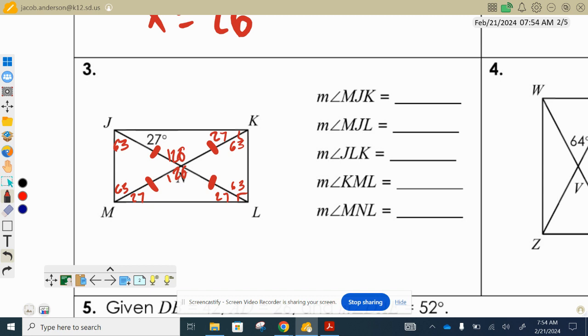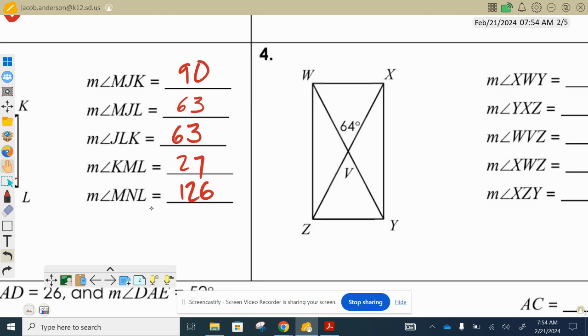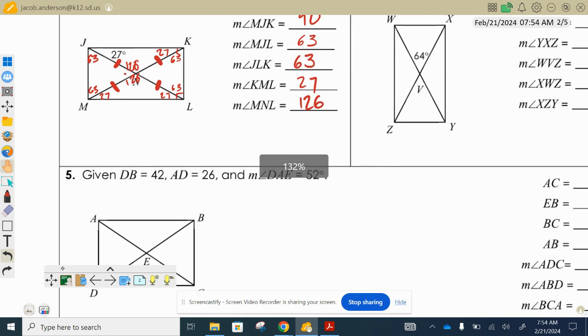So MJK, that is this entire angle. That's a 90-degree angle because it's a rectangle, so that's easy. MJL, I think we found that. MJL we said was 63. JLK is also 63. KML is 27. And then MNL we said was 126. I think that's all we need. We could find these by using the triangles though too, and I'll let you guys work on that. But that's it for number 4, or 3.